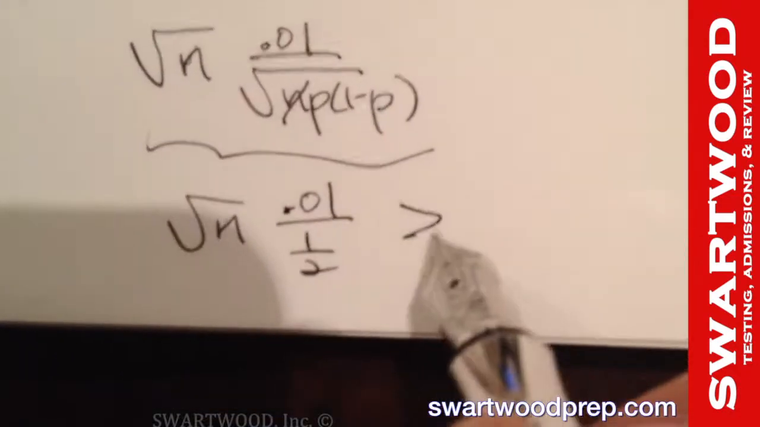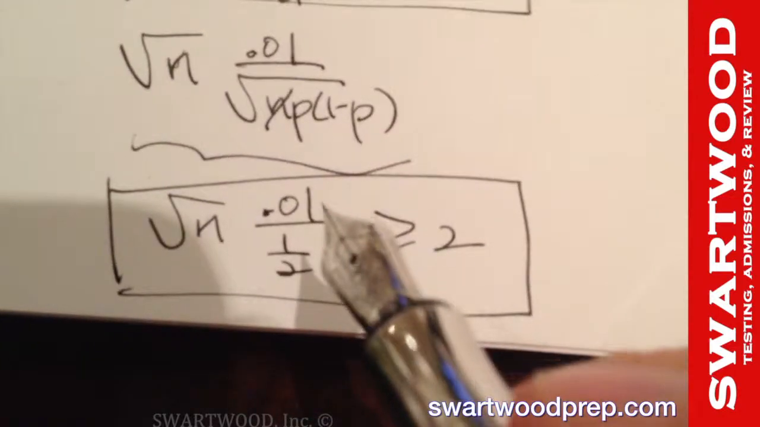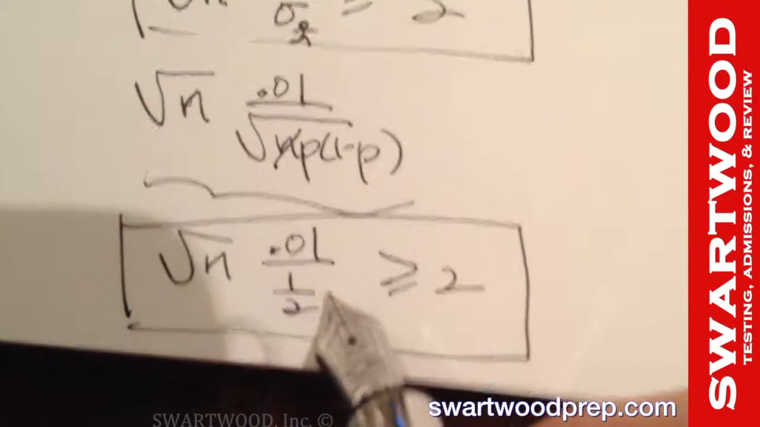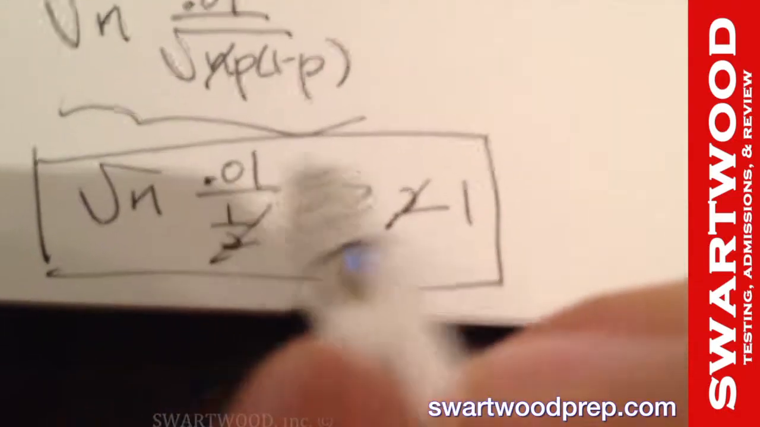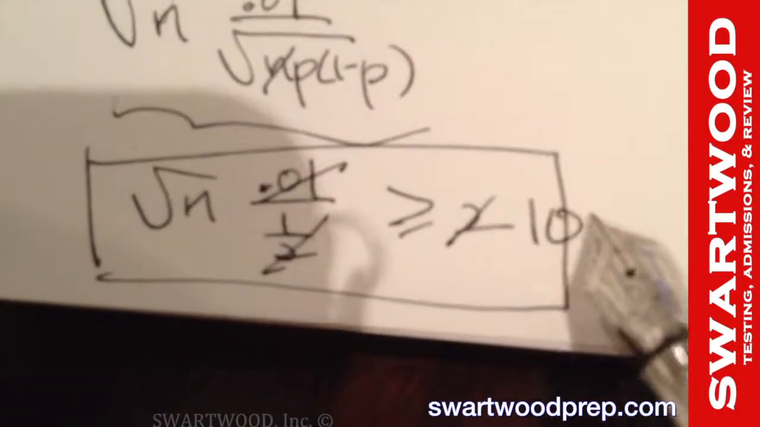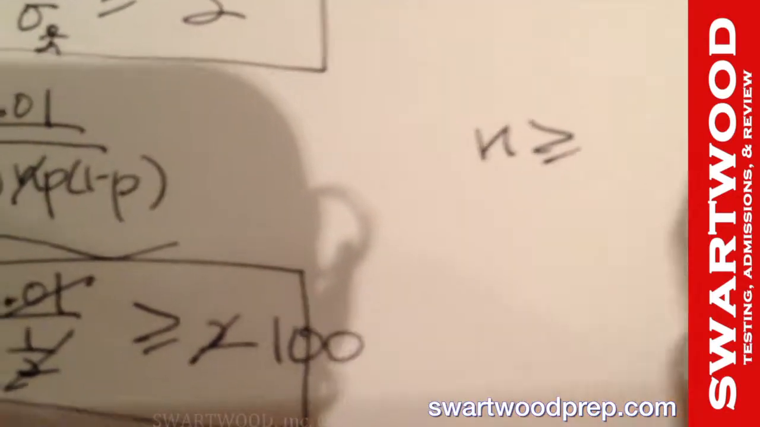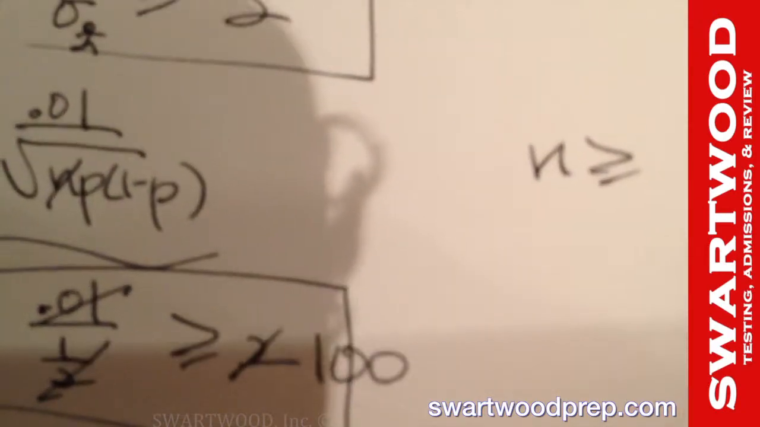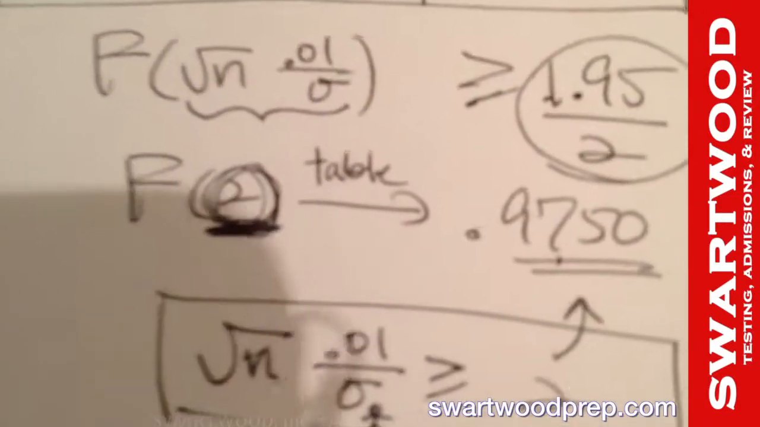And then it's still going to be greater than or equal to 2. So from here, you could totally solve, right? I would multiply both sides by a half. So I get this to be 1, right? I would divide both sides by 0.01. So that would add 2 zeros here. And I would square both sides. So in this case, my answer, I get 10,000. This is probably not the right answer because 0.9750 doesn't really correspond to 2. I just made a guesstimate here. But the procedure is totally correct. So if you use a table, you get the exact answer. Okay?